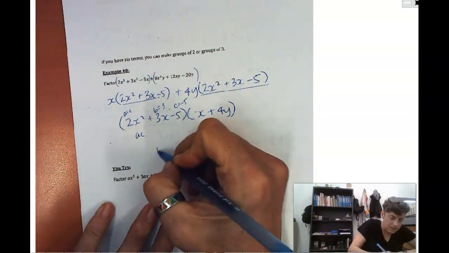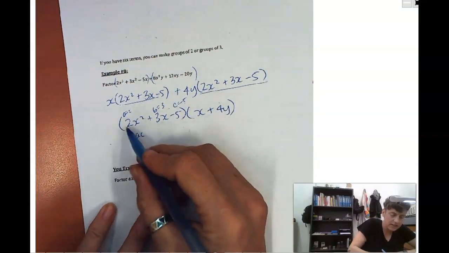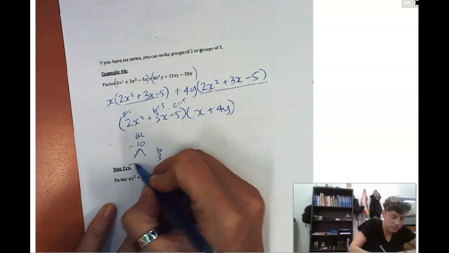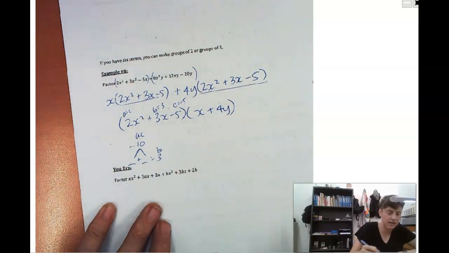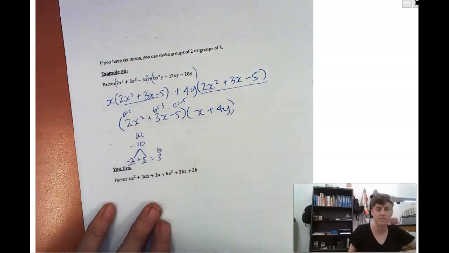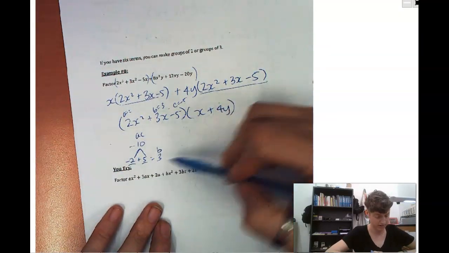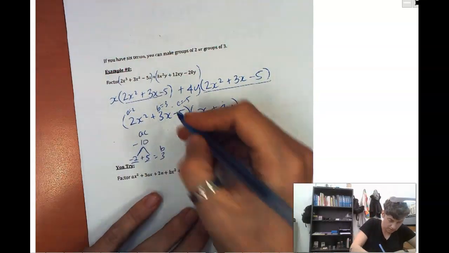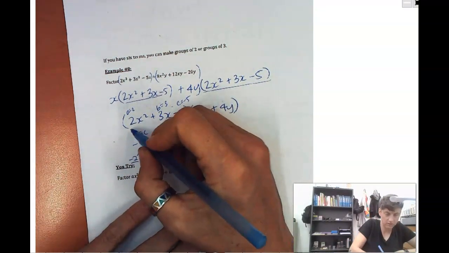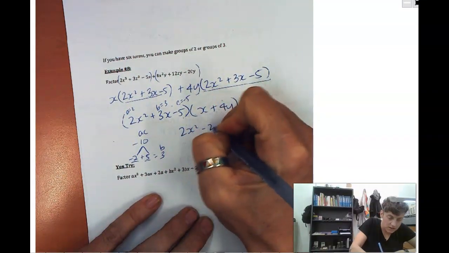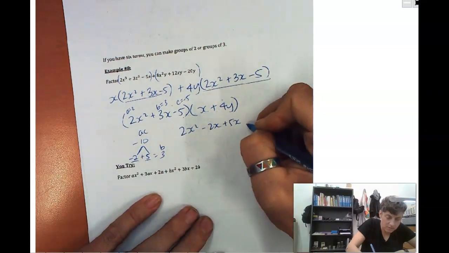A times C, 2 times negative 5, is negative 10. Add to 3. Do I have two numbers that could multiply to negative 10 and add to positive 3? I sure do. Negative 2 and positive 5 would multiply to negative 10 and add to positive 3. So let's split our middle then. I'm just dealing with this trinomial. So we've got 2x squared minus 2x plus 5x minus 5.